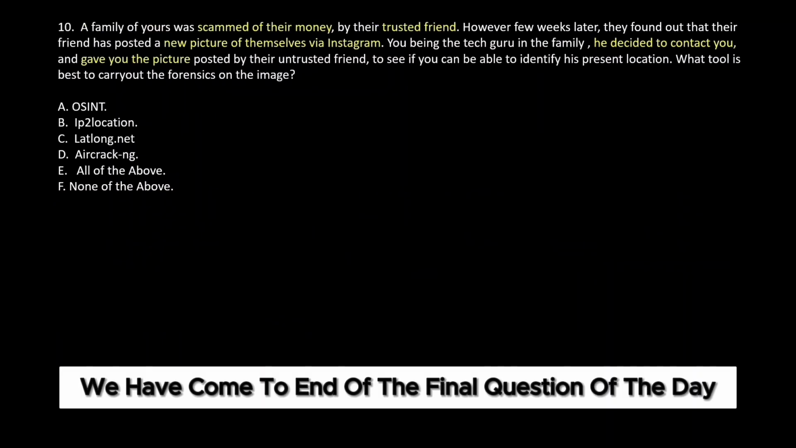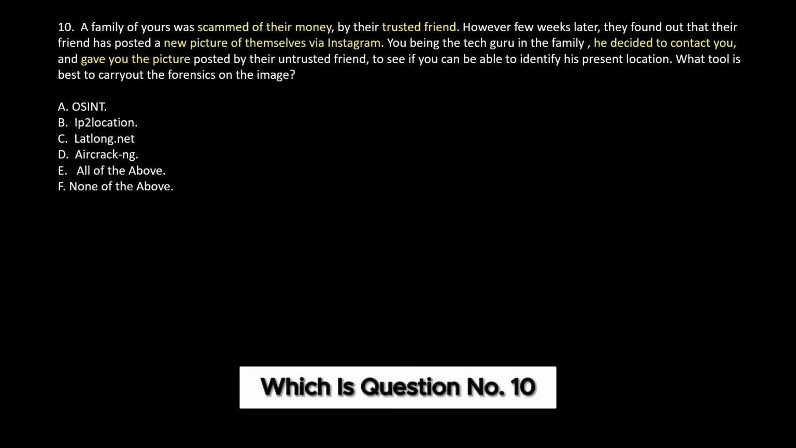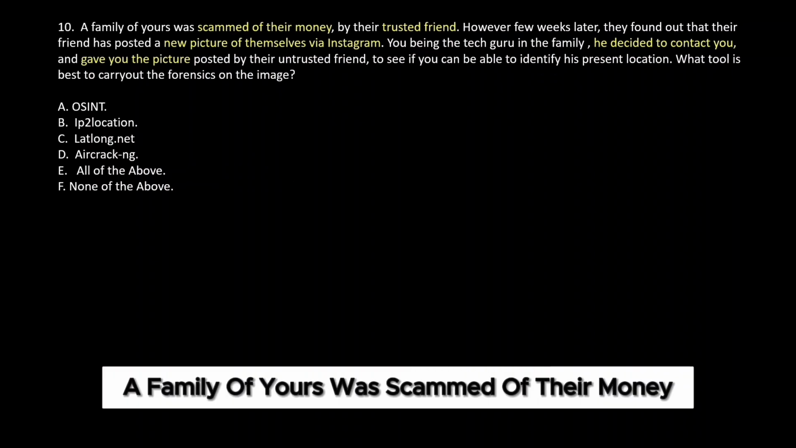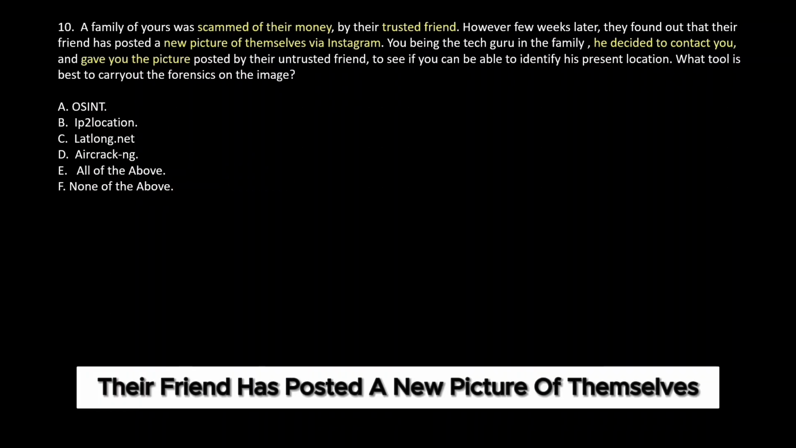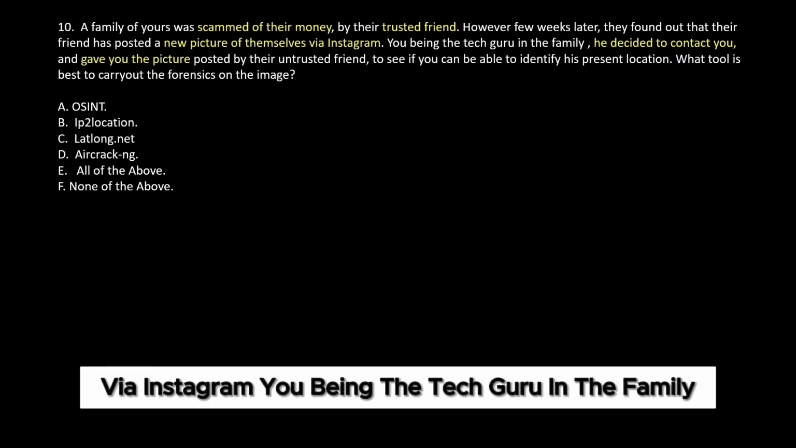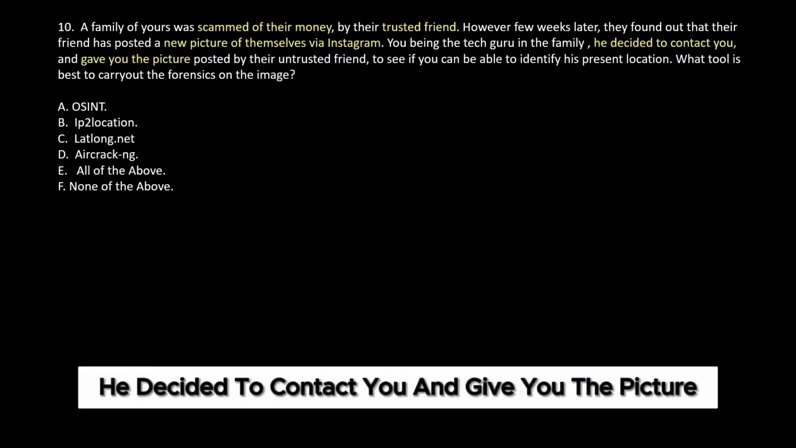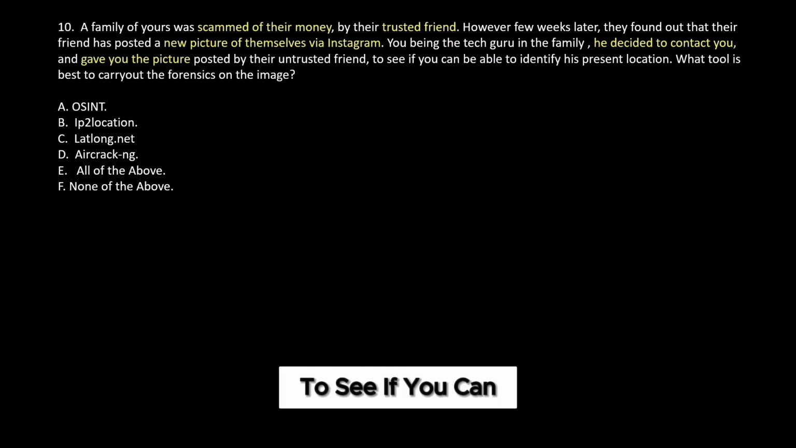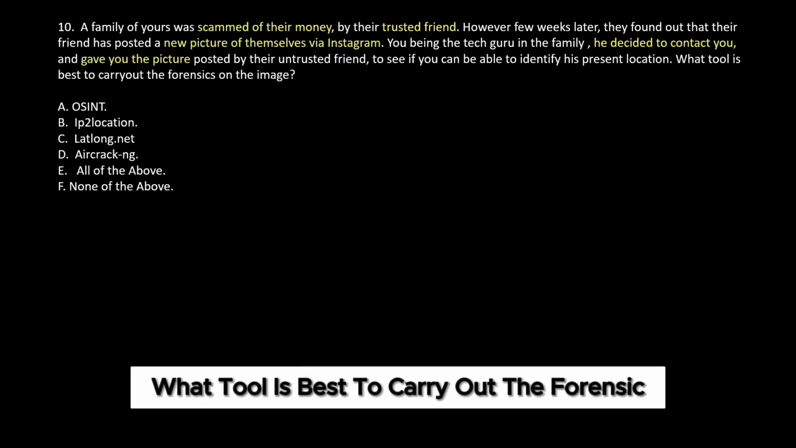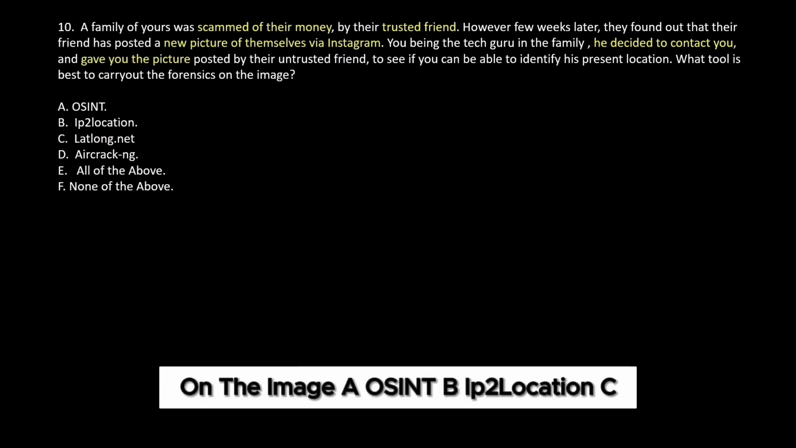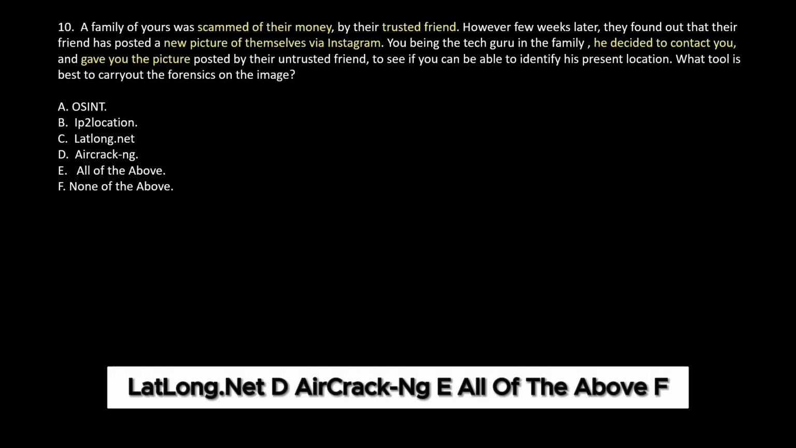Now we have come to an end of the final question of the day, which is question number 10. A family member of yours was scammed of their money by their trusted friend. However, a few weeks later, they found out their friend has posted a new picture of themselves via Instagram. You being the tech guru in the family, they decided to contact you and gave you the picture posted by their untrusted friend to see if you can identify his present location. What tool is best to carry out the forensics on the image? A, OSINT. B, IP2 location. C, latlong.net. D, aircrack-ng. E, all of the above. F, none of the above.